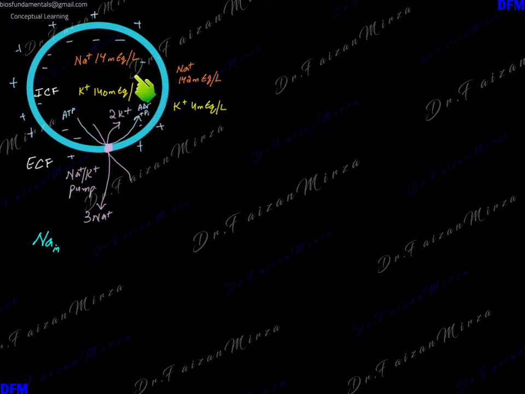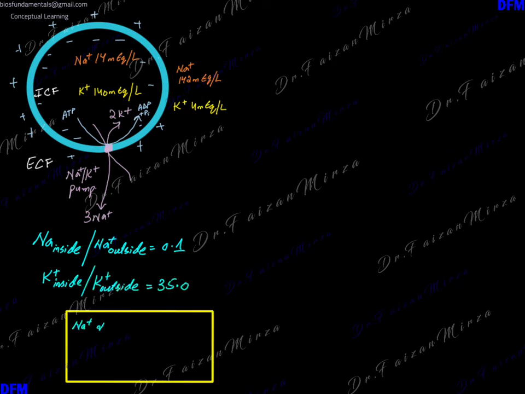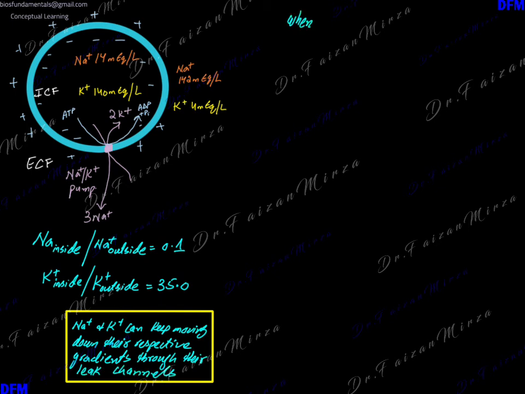You can see the enormous difference in the concentration gradient of these ions. This is primarily because of the sodium potassium pump. If we take the ratio of sodium inside and sodium outside, this comes out to be 0.1, and the ratio of potassium inside and potassium outside is 35.0. Sodium and potassium ions can keep moving down their respective gradients if the membrane was permeable to those. And this occurs through their leak channels.